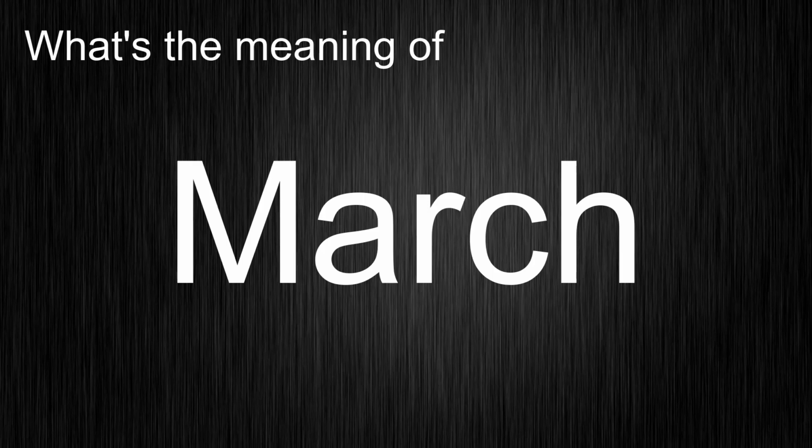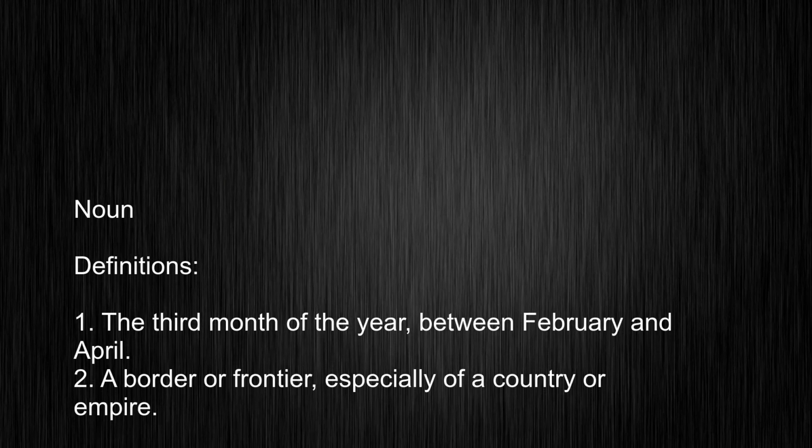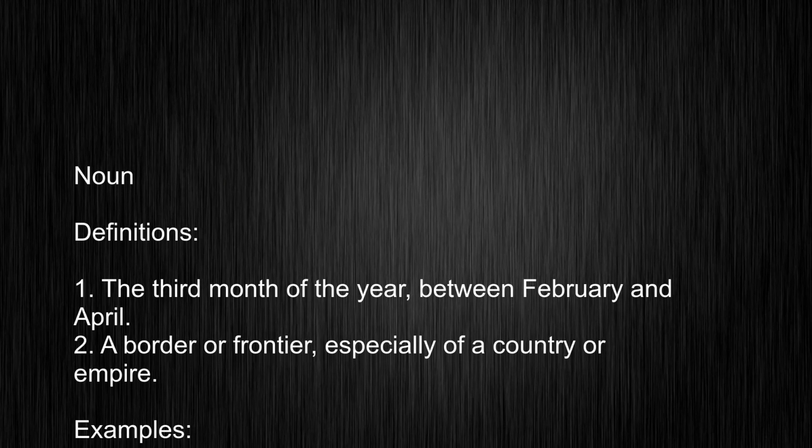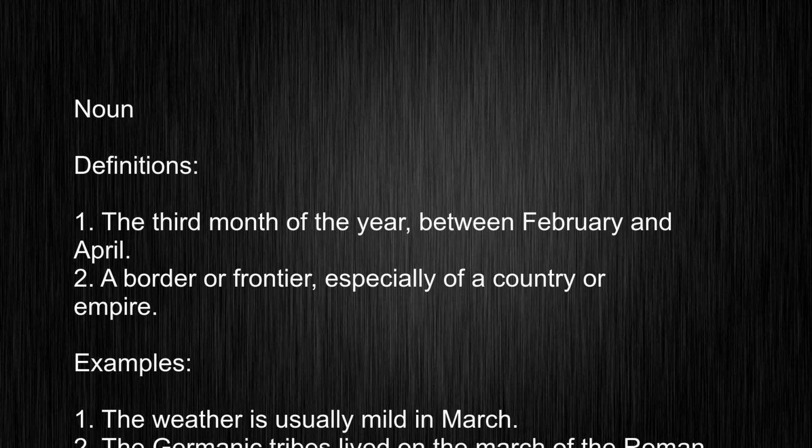Meaning of March. March. March. Noun. Definitions. 1. The third month of the year between February and April.